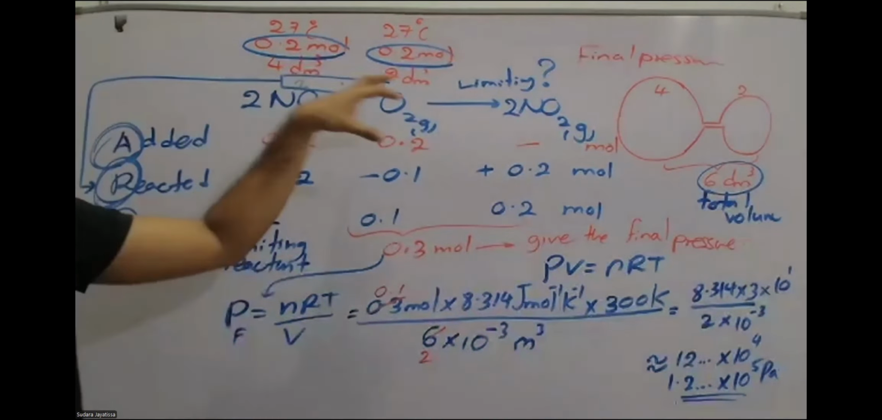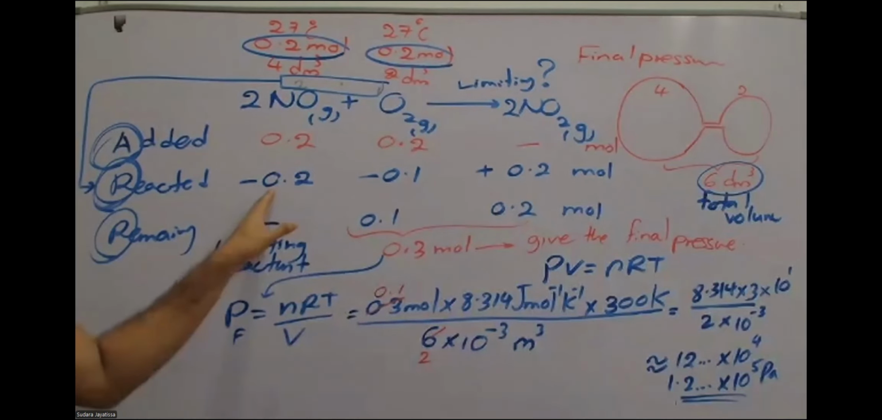So after balancing, check how many moles of each compound are given. You can see NO 0.2, O2 0.2. After balancing, you will see a 2 to 1 ratio. That means 2 moles of NO will react with 1 mole of O2. But you have added 0.2, that means you need only 0.1 mole of O2. So considering that, you find the limiting reactant. Limiting reactant is NO. So NO will be fully consumed.